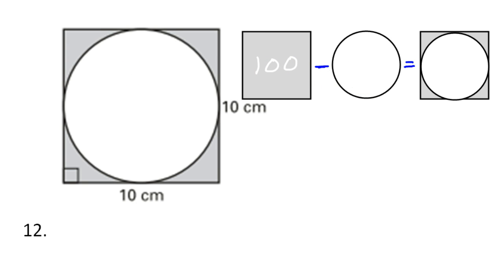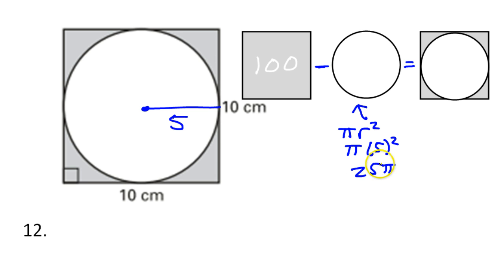Now, the area of the circle, that's pi r squared. So we need to know what the radius is. Can you guess what the radius is? Yeah, it's 5. If this whole way across is 10, the radius is 5. So this circle is pi r squared, so that's pi times 5 squared. So that's 25 pi. So if I subtract these two, that should give me what I'm looking for.